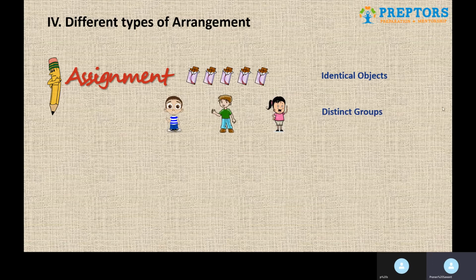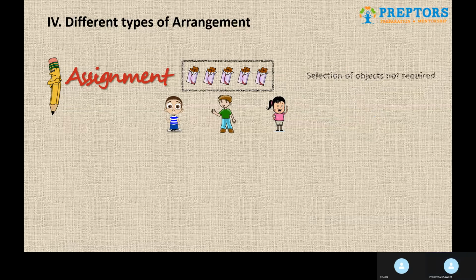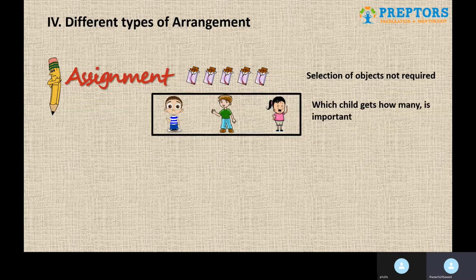That means I can say that three children are distinct groups and those chocolates are identical. So over here, selection of objects is not required, because we will never know which chocolate we have selected. So in this, distribution will be very important. So which child gets how many is important.